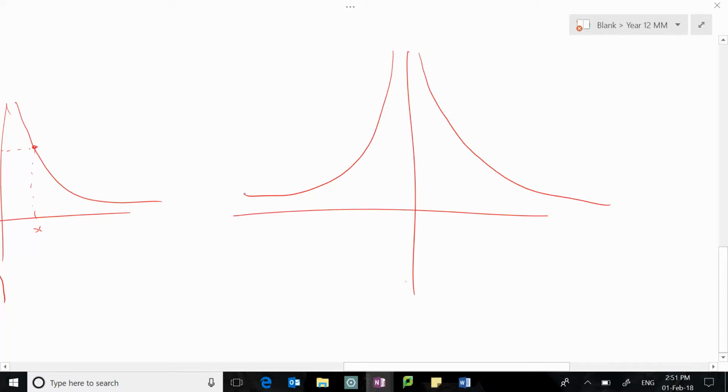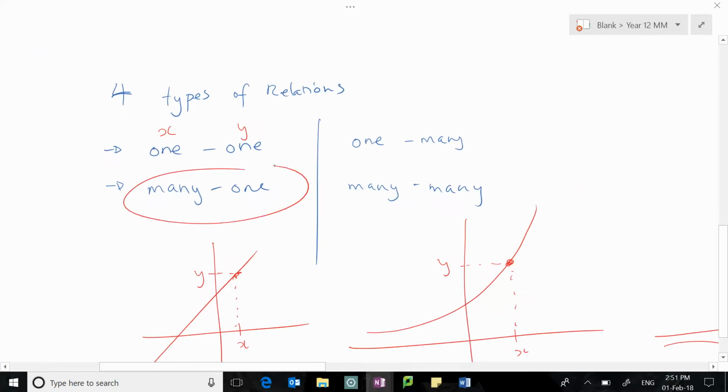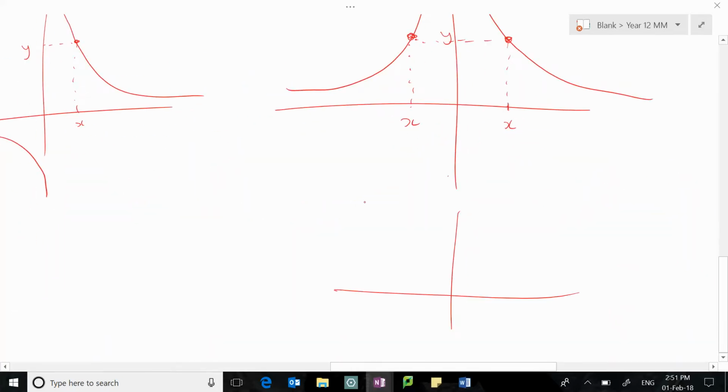Is this a one-to-one? It is a function, but is it a one-to-one? It's a many-to-one. See, if we have a look now, this x is connected to this y value, but note, this y value is also connected to another x. So the same y value, this is now many x's to one y. So this is called a many-to-one function. The truncus is a many-to-one. A quadratic is a many-to-one.